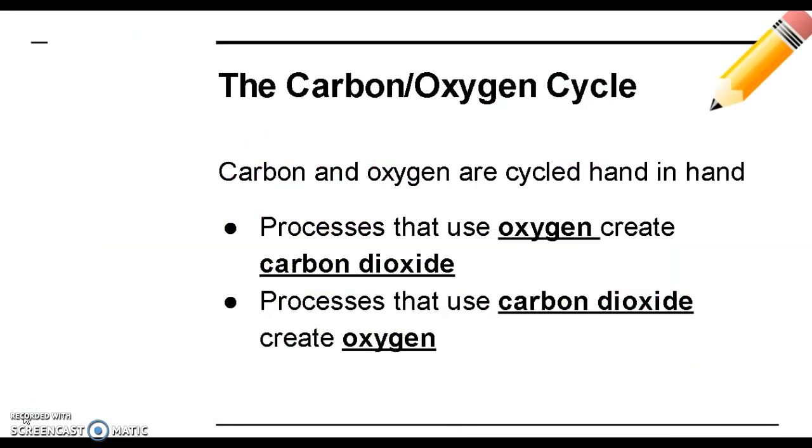Next, we have the carbon cycle, and we can also refer to this as the carbon/oxygen cycle because carbon and oxygen are cycled hand in hand. The 2 cycles are really mirror images of each other because processes that use oxygen from the atmosphere create carbon dioxide and add carbon dioxide to the atmosphere. Processes that use up carbon dioxide add oxygen back into the atmosphere. So they're really opposites of each other.